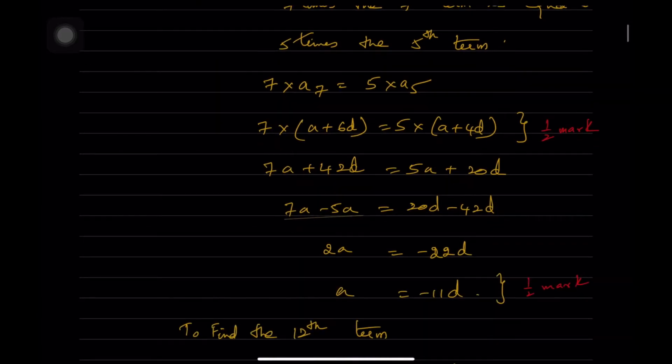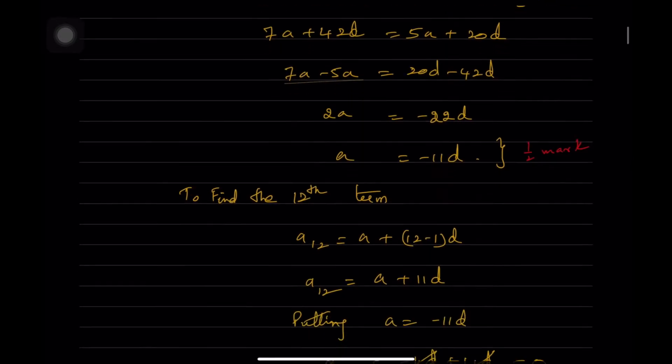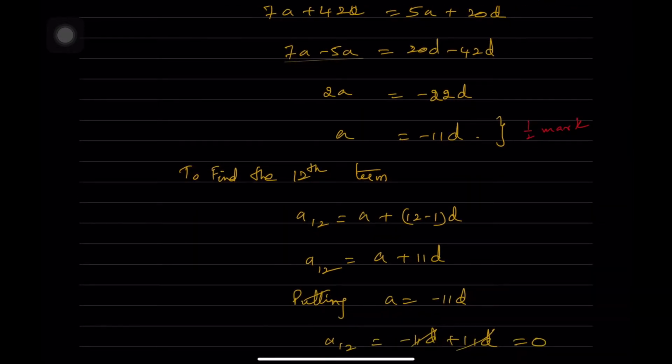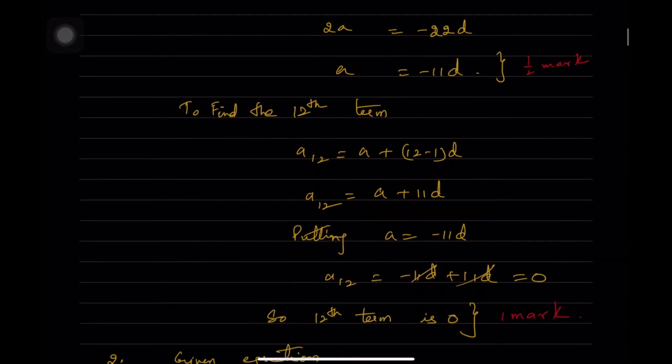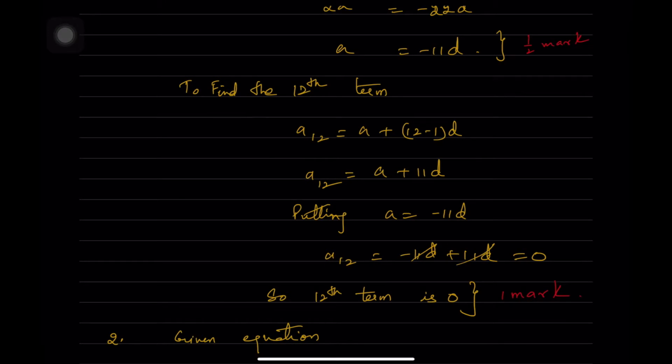Bring all the like terms to one side. So 7a minus 5a is equal to 20d minus 42d. So 2a is equal to minus 22d, and a is equal to minus 11d. To find the 12th term, a12 is equal to a plus 11d. Putting a is equal to minus 11d, we get a12 is equal to minus 11d plus 11d, which is equal to 0. So the 12th term is 0.